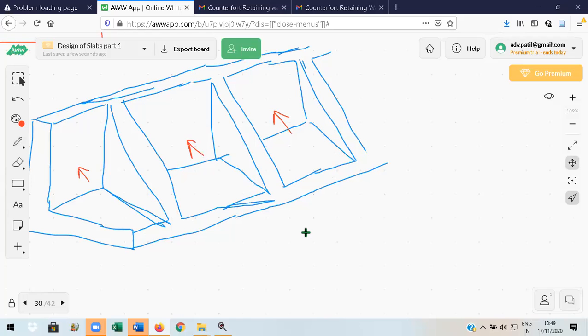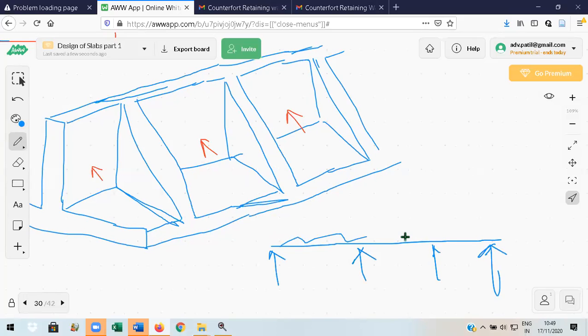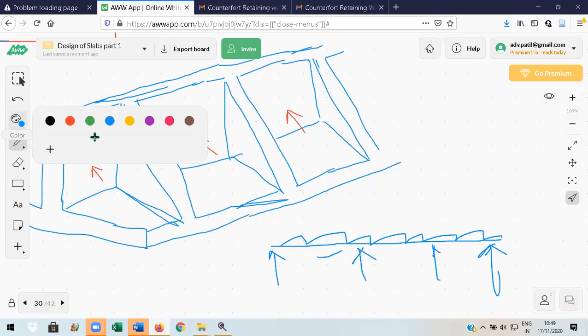Imagine a situation like this in case of counterforts. I am drawing the stem here. Stem. This is a counterfort. This is a counterfort. These are all counterforts here. Whatever arrows I am showing, those are all counterforts. Now it bends like this, isn't it? If the pressure is like this, it is a simple continuous beam or a slab. I will use a different color.